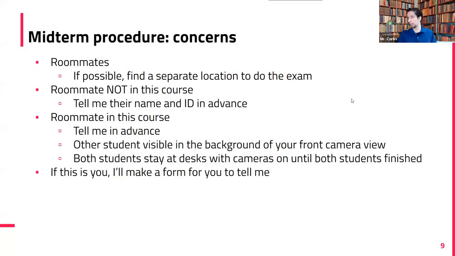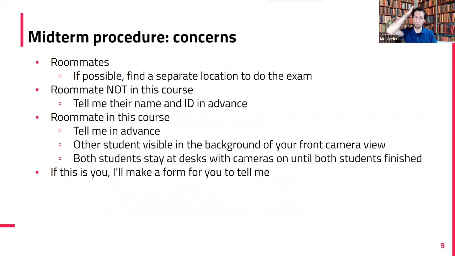Okay, last one. Roommates. In the past, it hasn't really been an issue for people to just find a different place, or some people just did the exam on campus. But lots of people are saying that there's an issue with this. So I thought about this, made an adjustment. Please try to find a different place or a separate physical room to do the exam.